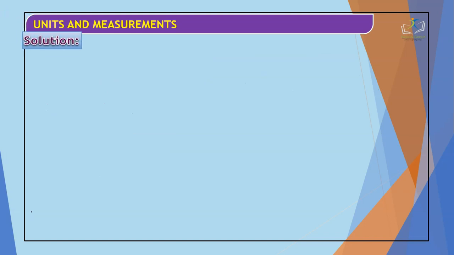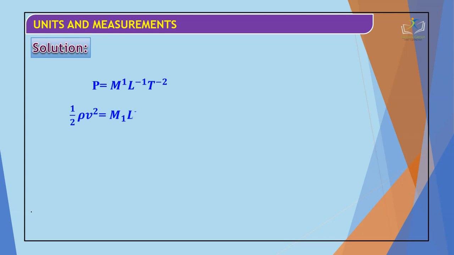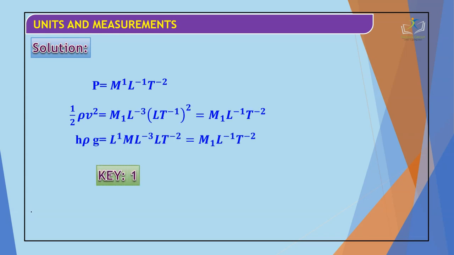So if I'm just moving with the solution part, this is the dimension of P. I'm just putting each and every value. As you can see, the dimensions are exactly the same as the pressure. So they are dimensionally correct.